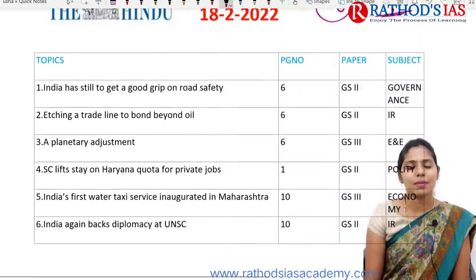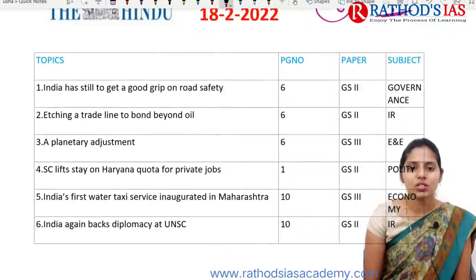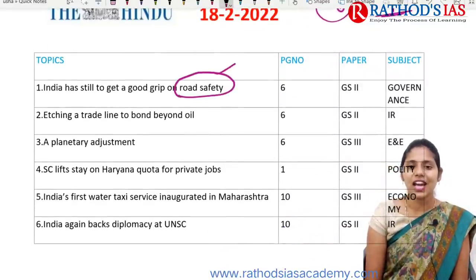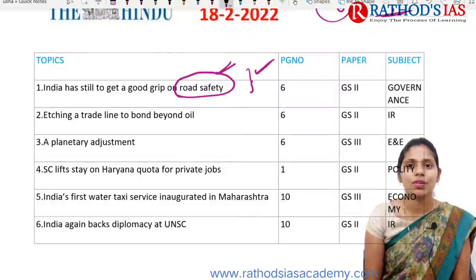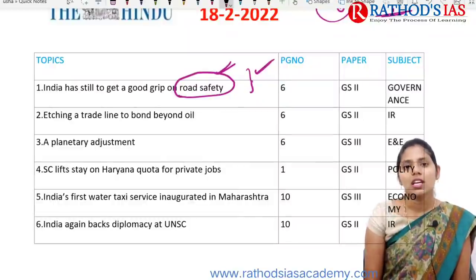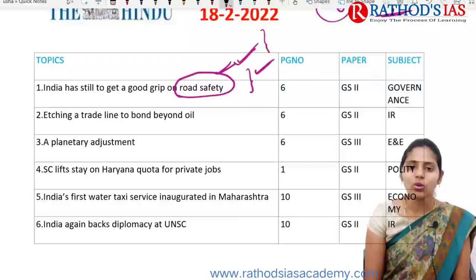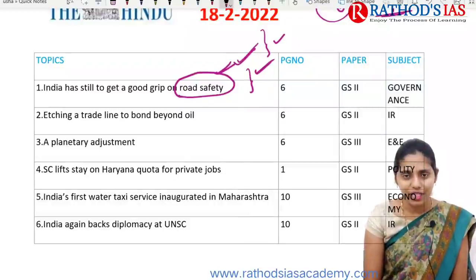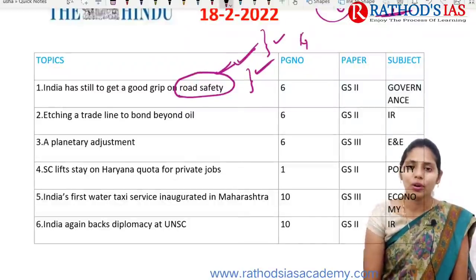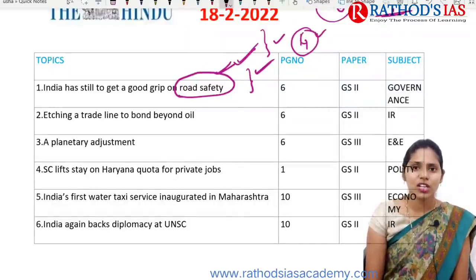So first topic, it is about road safety. Actually, this road safety, it is one of the important challenges we are facing. Because of road accidents, there are a number of accidents that are happening every year. Because of this road accident, it is not only a problem for that family, but even for the government. So you might be asking, how is this road accident also a challenge for the government?